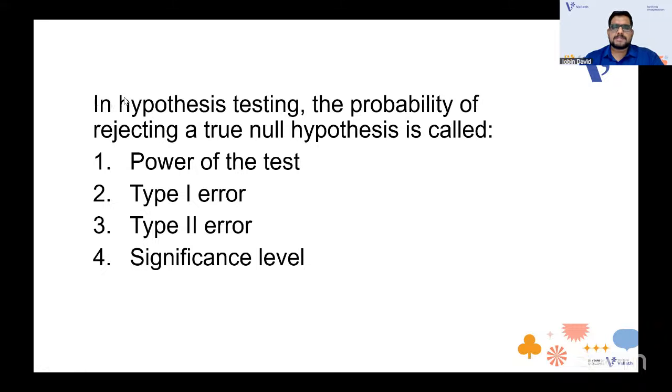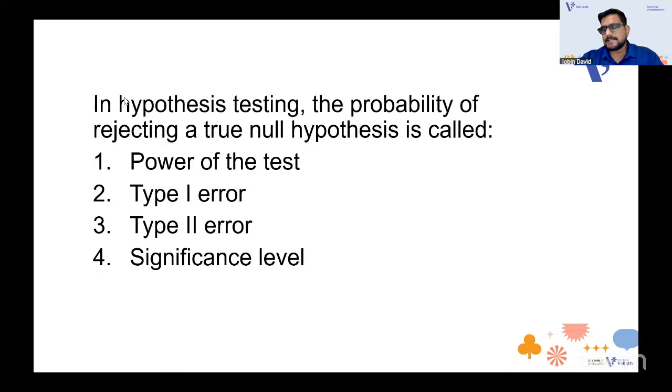In hypothesis testing, the probability of rejecting a true null hypothesis is called. Is it the power of the test? Is it type 1 error? Is it type 2 error? Is it significance level? So type 1 and type 2 errors, the errors and misconducts of research is a very important topic. So you should study what is type 1, type 2 errors. That's very important.